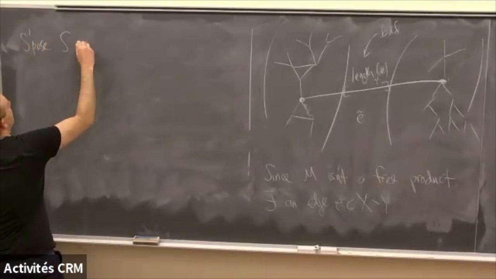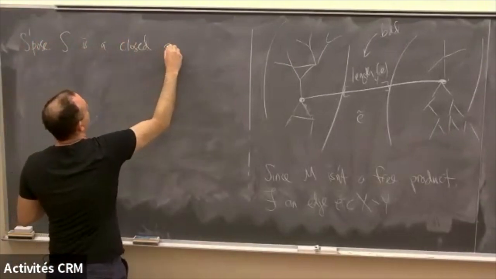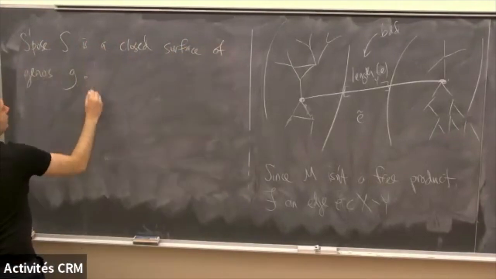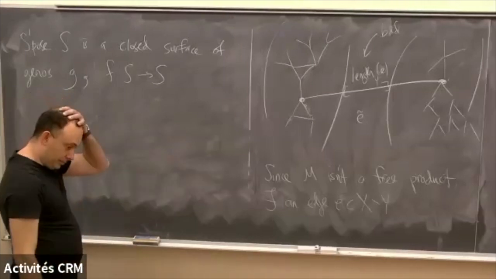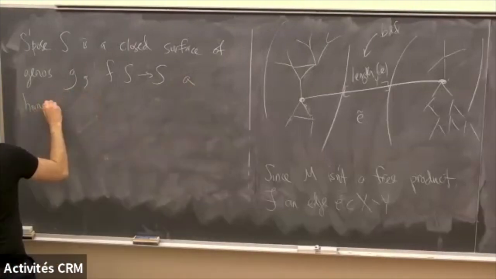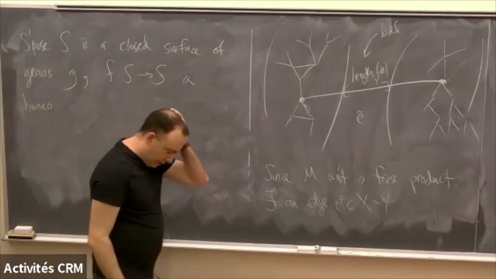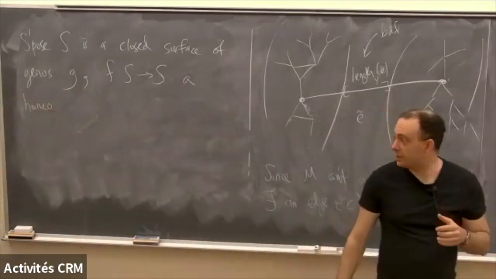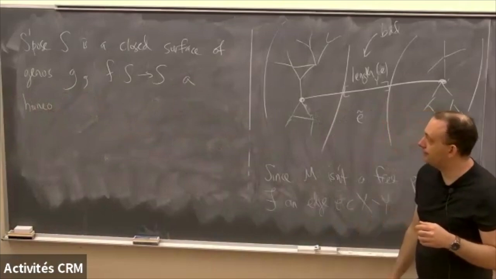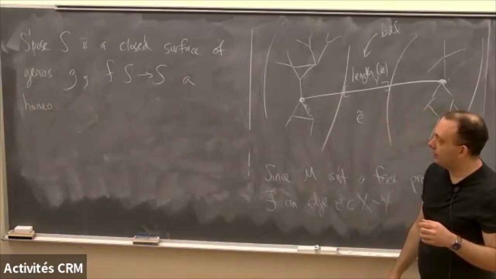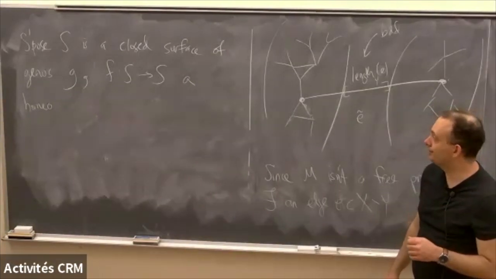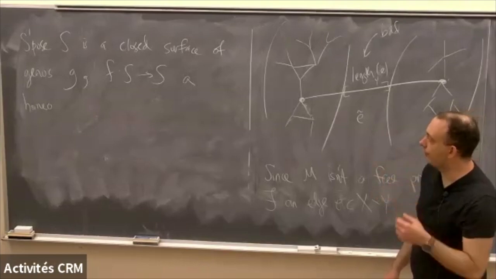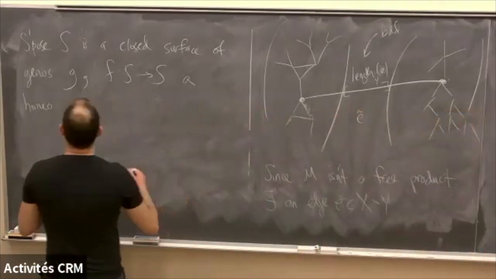So let's suppose that S is a closed surface of genus G, and let's take F to be a homeomorphism. And so I'm going to want to say something about the mapping torus of F. But the thing I want to say about the mapping torus has to do with the curve complex of S. So let me just say what that is briefly.